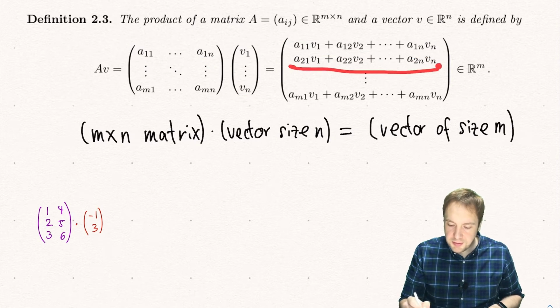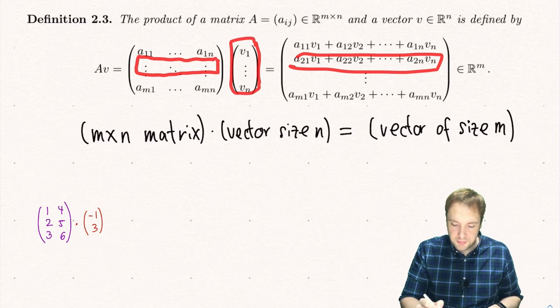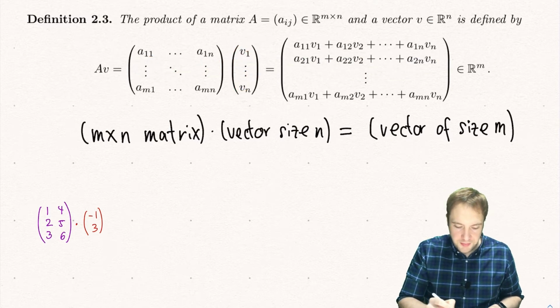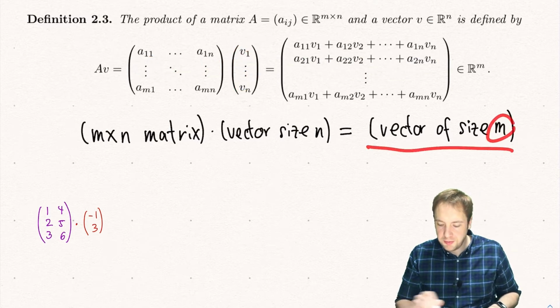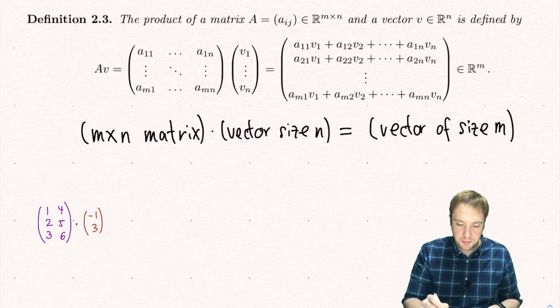And then to get the second entry here, I take this vector and multiply it with the second row here to get this. So the first entry of the second row gets multiplied with this, then this with this, and so on. And then it's also clear why in the end we get a vector of size m, because we do this for each row in this matrix.